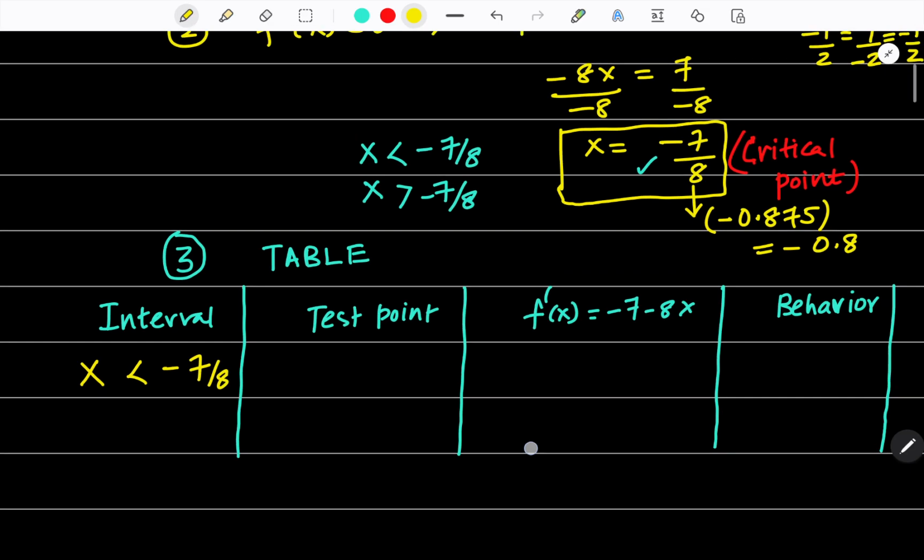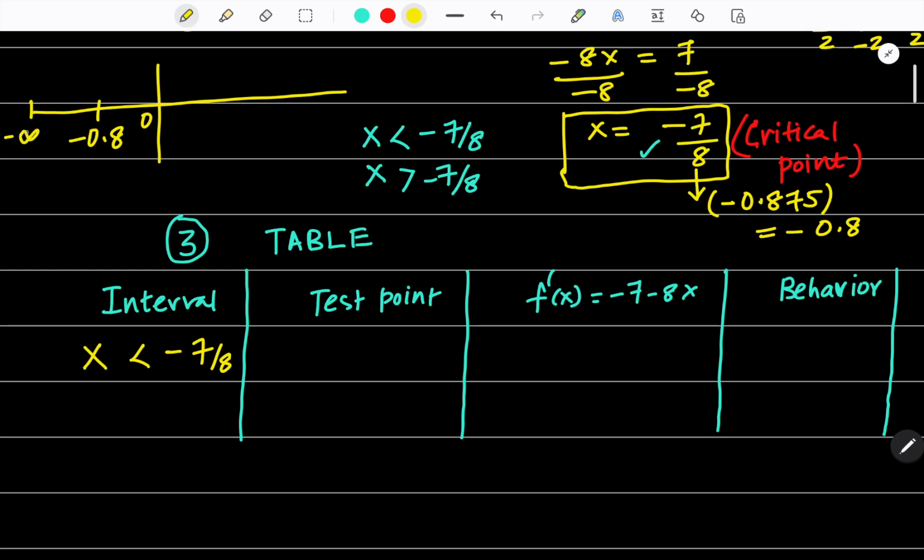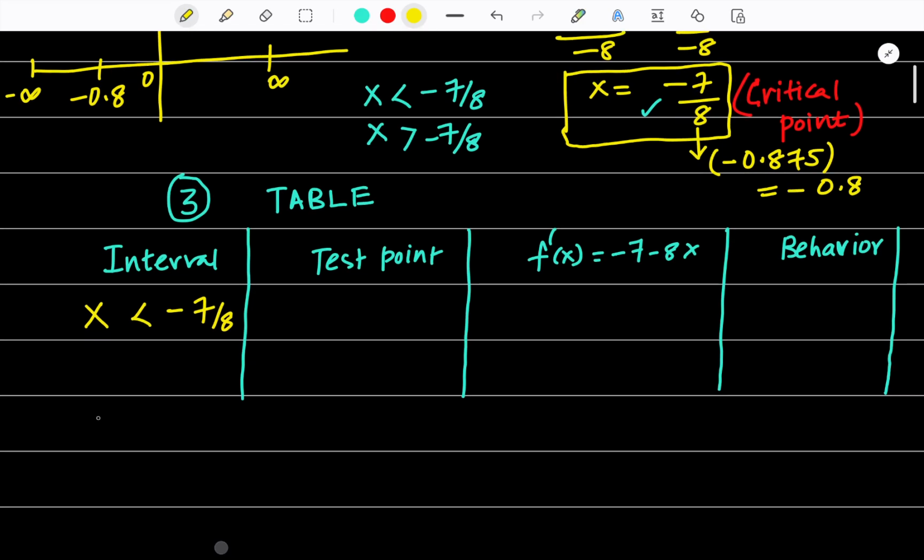Okay, right. So let me draw a line here. Keep in your mind. So this is 0 and this is negative 0.8. So this is minus infinity and this is plus infinity. So x less than negative 7 by 8, first option. The second option is x more than negative 7 by 8. X less than 7 by 8 means what? This is negative 7 over 8. So less than means this side, right? Less than means what? This side.